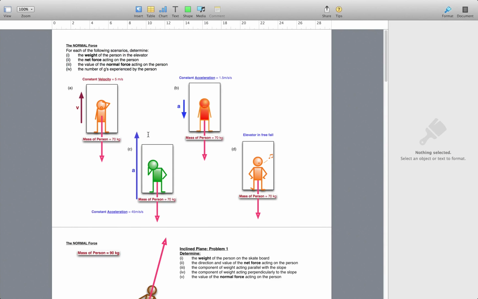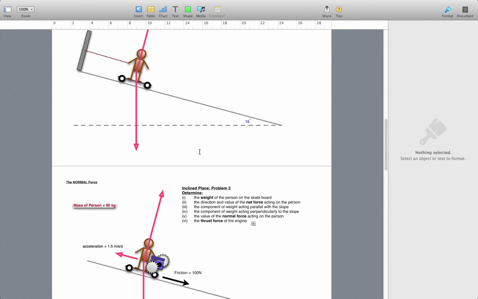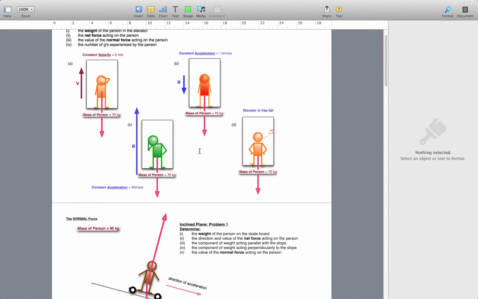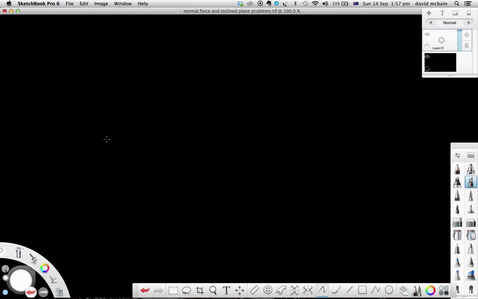All right, well, in this screencast, we're going to now go over these elevator problems as well as these incline plane problems. So we'll start with these elevator problems, and we'll start with the first one, part A, where we've got an elevator which is moving up at constant velocity of 5 meters per second, and the mass of the person is 70 kilograms. And we have to answer these questions. We have to find the weight force, the net force, the normal force, and the number of G's. So let's go ahead and do that for part A.